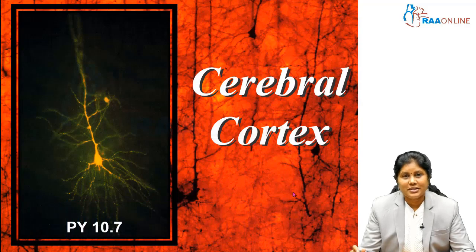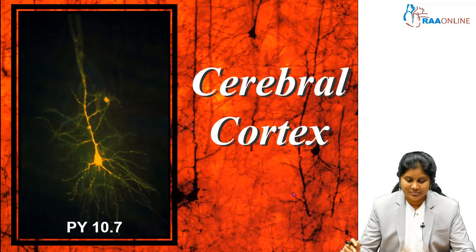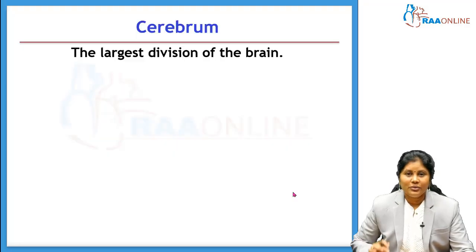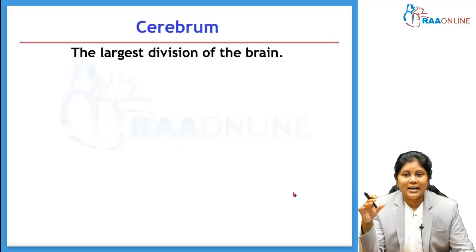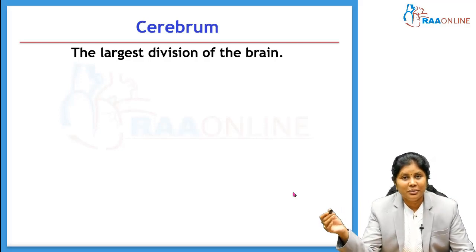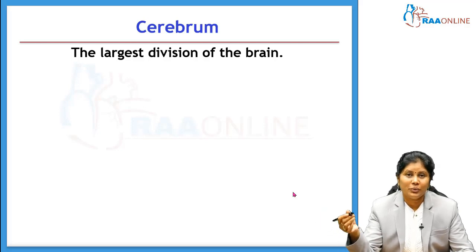This session we are going to see about the cerebral cortex and its details. The cerebrum is the largest division of the brain and it is a special feature of human beings. Phylogenetic evolution has made a lot of changes in the cerebral cortex compared to the lower animals. The way the human brain has evolved is tremendous when compared to the lower animals.